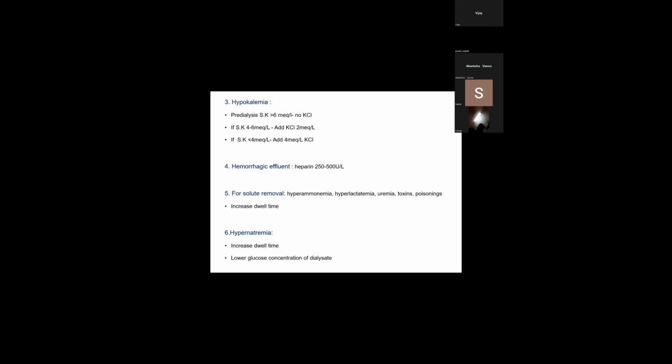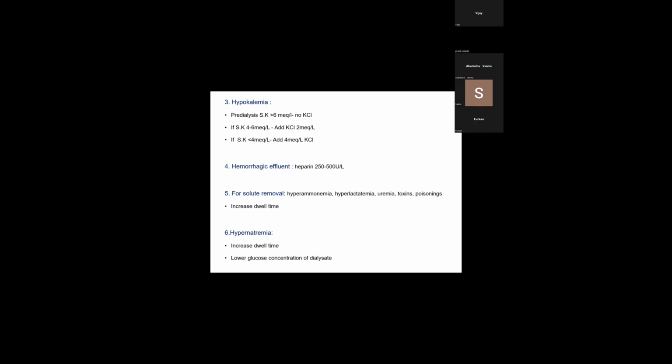If the pre-dialysis serum potassium is between 4 to 6 milliequivalent per liter, then we have to add potassium chloride 2 milliequivalent per liter. But if the serum potassium is more than 6, then there is no need to add KCl. If hemorrhagic effluent is present, we have to add heparin 250 to 500 unit per liter in the dialysate.